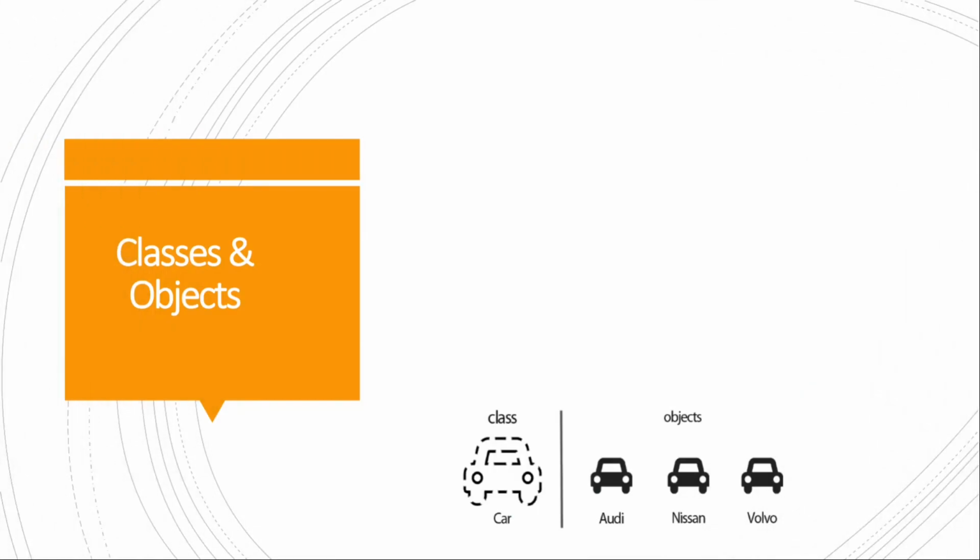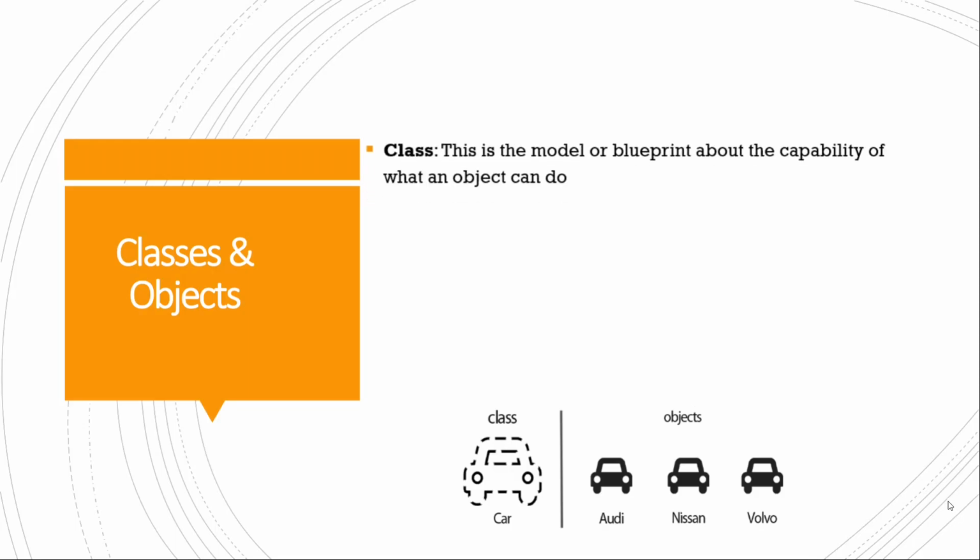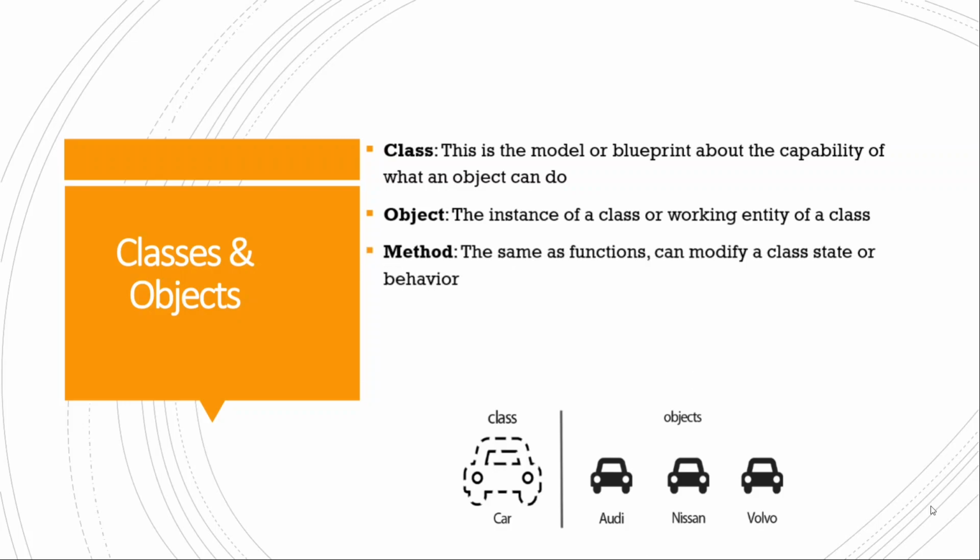Now it's time to start taking an in-depth look at classes and objects. Now, a class, as we've already discussed, is the model or blueprint about the capability of what an object can do. An object is the instance of a class or the working entity of a class. The method is the same thing as a function, and it can modify a class's state or behavior.